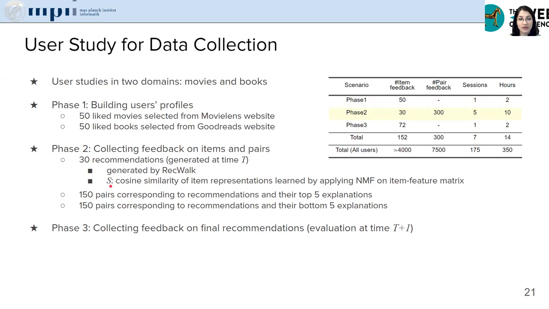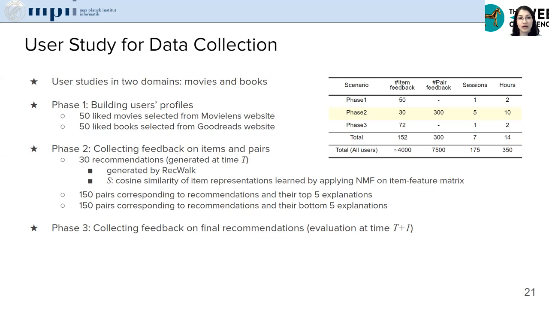To populate the similarity matrix S, we first learned the latent representations of items by applying non-negative matrix factorization on the item feature matrix. And then we computed the pairwise cosine similarity of items. We paired the generated recommendations with each of their top five explanations. And to investigate the effect of using faithful explanations, we also paired each recommendation item with its five least relevant explanations as a proxy for random or low quality explanations.